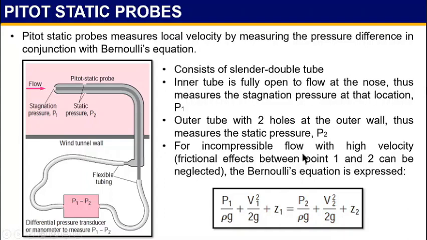For incompressible flow with high velocity, frictional effects between point 1 and point 2 can be neglected. Thus, Bernoulli's equation is expressed as below. You already learned how to derive Bernoulli's equation, so I don't want to explain it again. You can refer to my previous video on Bernoulli.